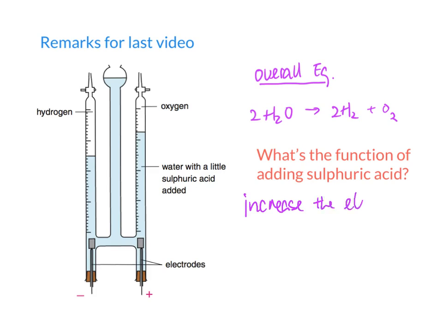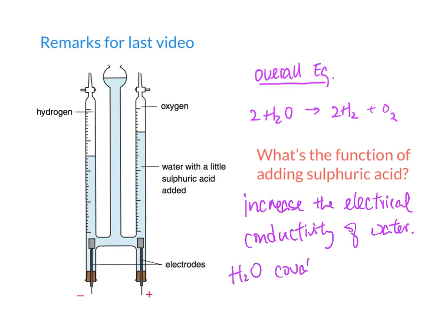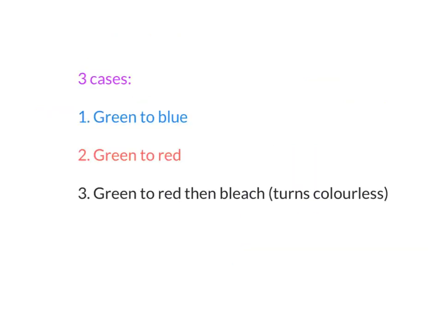the electrical conductivity of water. Because you have to know that water is actually a covalent compound and it is not really a good conductor. Indeed, it's a poor electrical conductor. So if you just have pure, distilled water, the electrical conductivity is not very high. That's why we have to add sulfuric acid to increase the electrical conductivity so that the electrolysis process will be better.